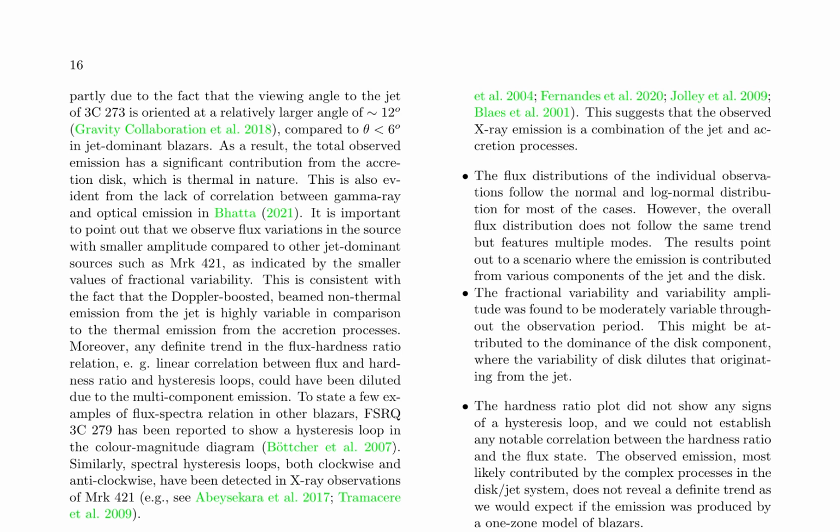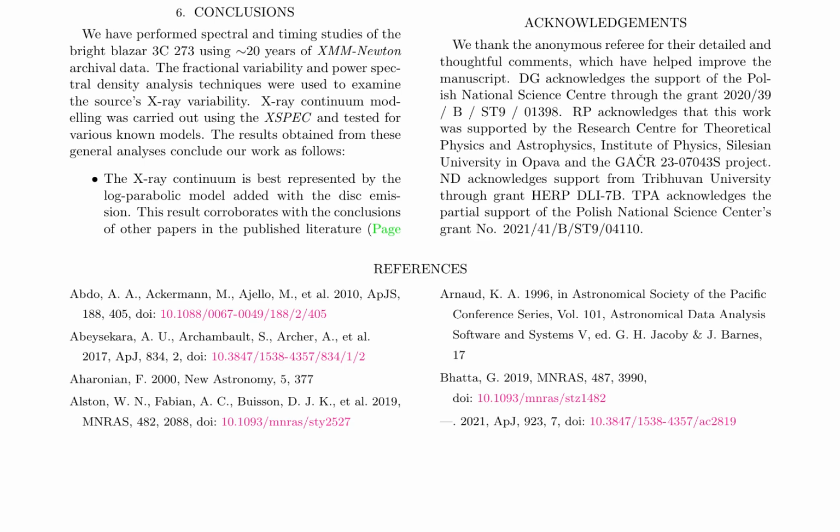Multiple emission components are present, contributing to the intricate flux distributions, which are characterized by both normal and log-normal distributions. The fractional variability and hardness ratio plot lacks a clear correlation, indicating a dominant role of the accretion disk component. This suggests that the disk's stable emission dilutes the variability of the jet. Our analysis conclusively shows that the observed X-ray emission is a composite of both jet and accretion processes.